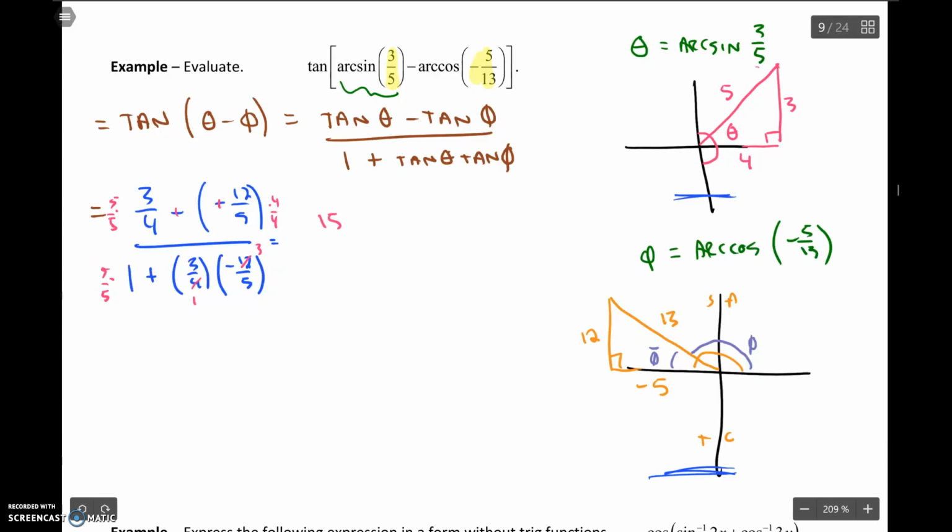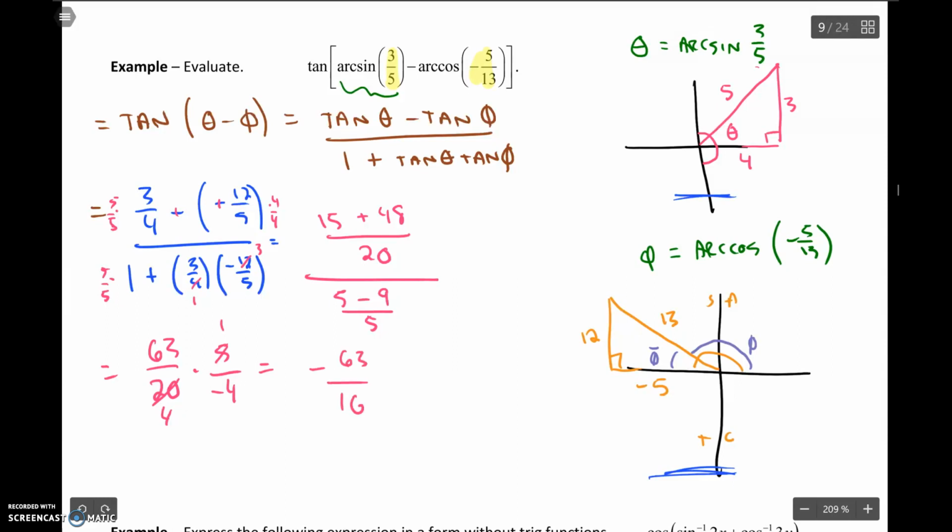So I have 15 plus 48 over 20, all over 5 minus 9/5. That is 63/20 multiplied by the reciprocal, 5/-4. Take a 5 out of here, 5 out of there. That would be -63/16. Okay.